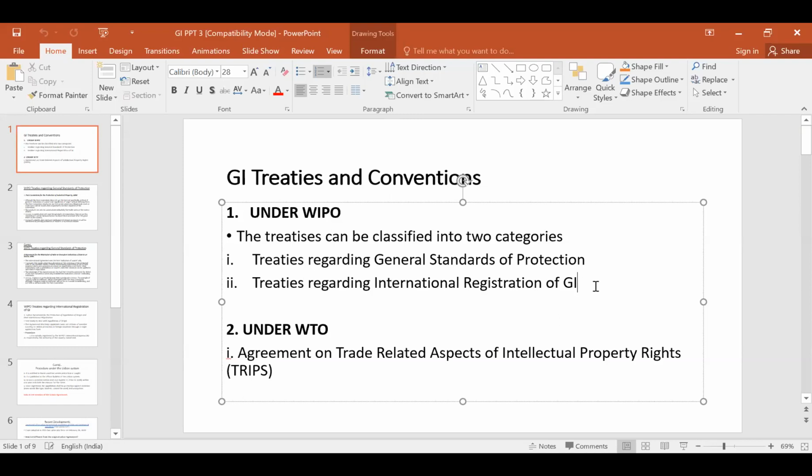So the point is you have to then go to the individual European countries and file for GI registration, which is not feasible because it involves a lot of money, it involves a lot of time, etc. So there are certain international treaties which help you with regard to international registration of GI, which means that you give one application and WIPO will help you in getting registration in multiple countries. So there are certain treaties regarding general standards of protection, and there are certain treaties regarding international registration of GI.